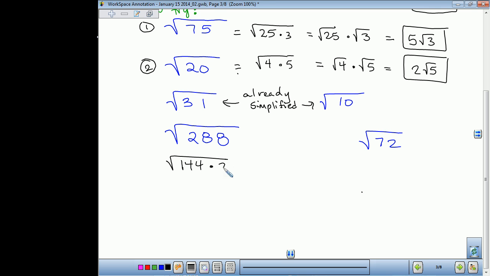144 times 2. Now, do you see how every time I've broken them down? What we're going to get to is this point where we think of 288 as 144 times 2 and go, okay, I can take the square root of 144. The square root of 144 is 12. So that's 12 roots of 2. I can't take the square root of 2 because it's not a perfect square.